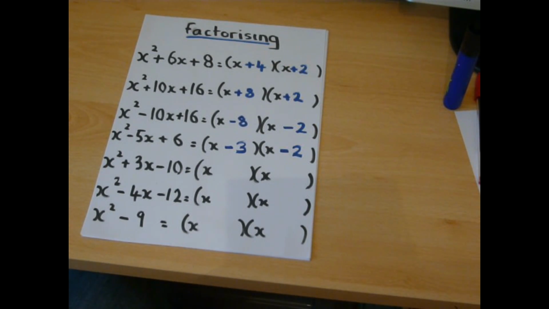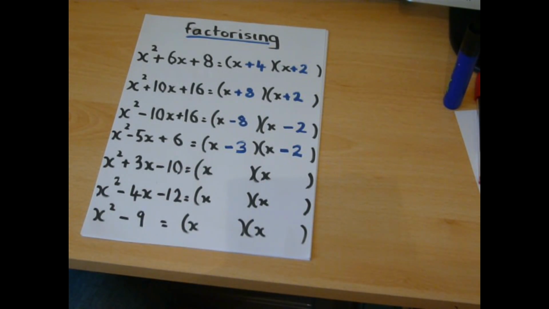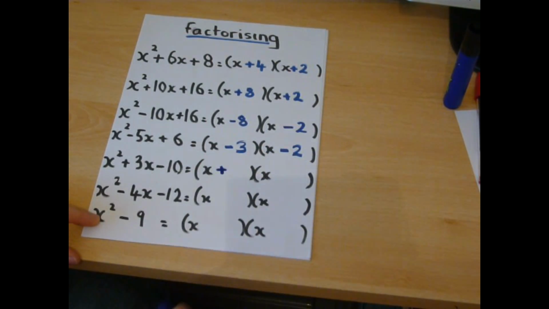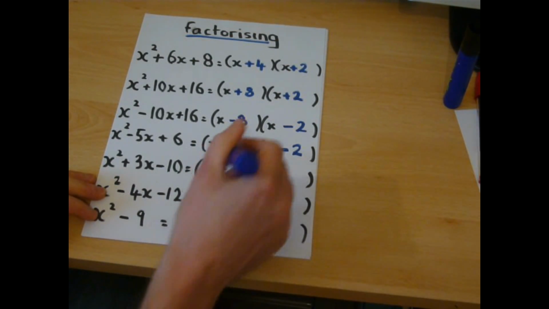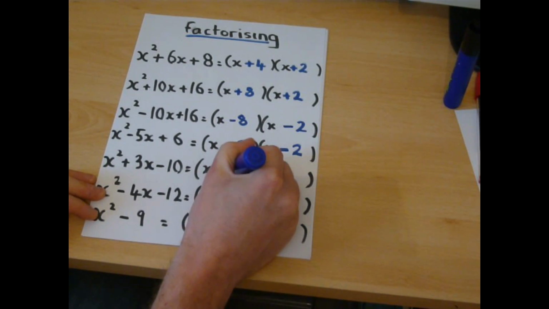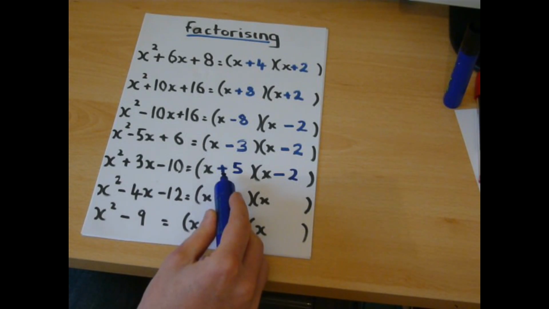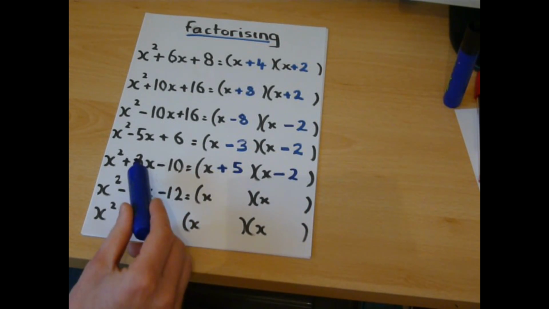So we have two numbers which times to make minus 10. To get a negative number, one must be plus and one must be negative. So two numbers times to make 10. But if I put a plus 5 and a minus 2 in, then plus 5 times minus 2 is indeed minus 10, but 5 take away 2 is 3.